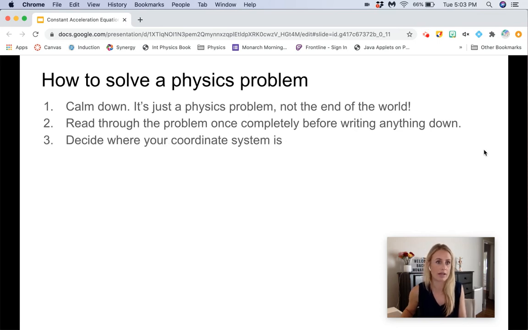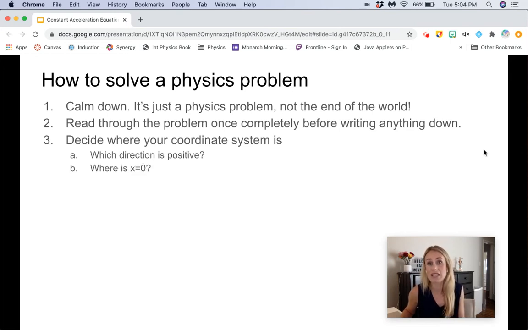Okay. Number three, you want to decide where your coordinate system is. Now, what I mean by this is we want to ask ourselves, okay, which direction is positive? A lot of the time we just say, okay, forward is positive if they don't say that the car is going north or something like that. But we do need to establish that because we know that positives and negatives mean direction in physics. We talked about vectors, right? Those positives and negatives, for the most part, not every single time, but for the most part, they mean direction. So we need to decide what direction is positive.